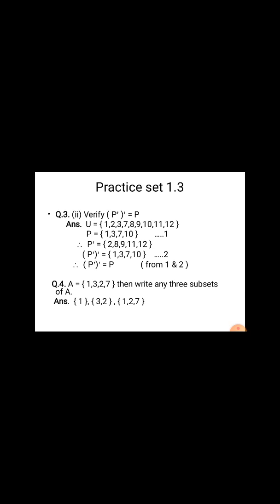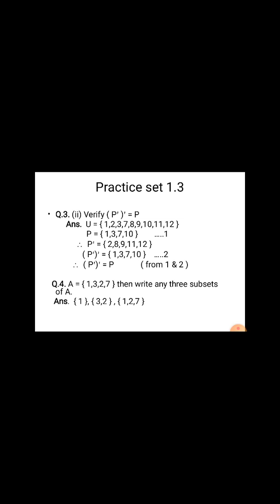Now find out the complement of P. Complement of P means the set of all elements in U which are not in P is called the complement of P. So which elements are present in U but not in P? 2, 8, 9, 11, 12. So these elements are of P dash.